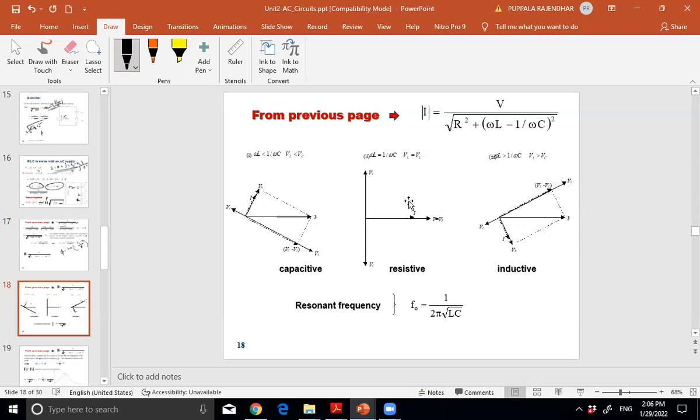So this is for the resistive, this is for the inductive, and this is for the capacitive. If you check the angle, for resistive, V and I are in phase. See, V and I are in phase. If it is inductive, when will it become inductive? Now we have connected RLC, okay, we have connected RLC.